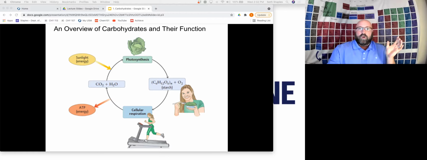centers in on glucose and the production of glucose by photosynthesis, and then the breakdown of glucose by cellular respiration. And things like starches and other complex sugars, all part of that big process for how we get energy in this sort of cycle of life, so to speak. And so to really start to understand some of that a little bit more, we need to look at that basic building block of glucose, which is a carbohydrate.